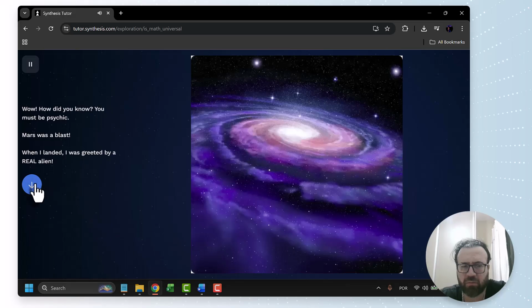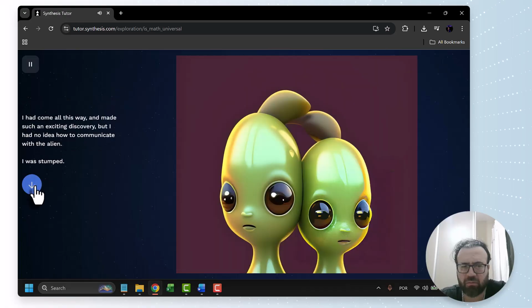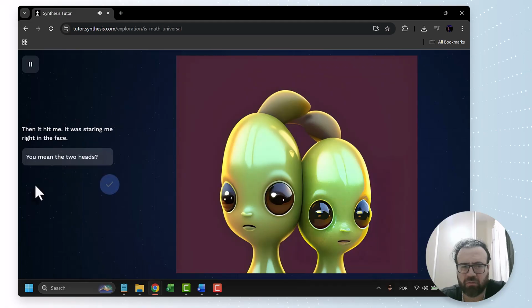When I landed, I was greeted by a real alien. Immediately, I tried to communicate with the alien. Then, the alien said something to me, but I couldn't understand it either. I had come all this way and made such an exciting discovery, but I had no idea how to communicate with the alien. Then, it hit me. It was staring me right in the face.